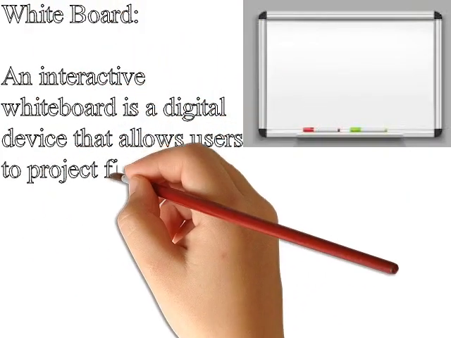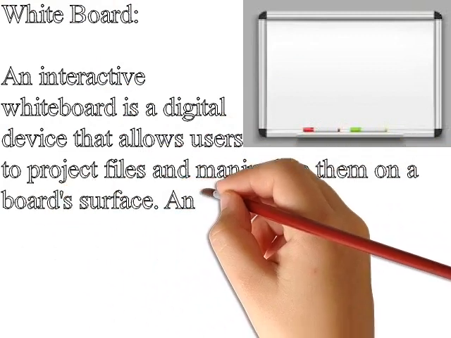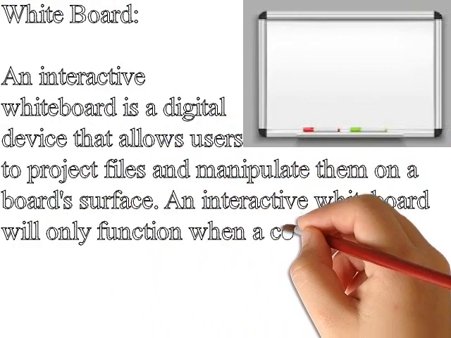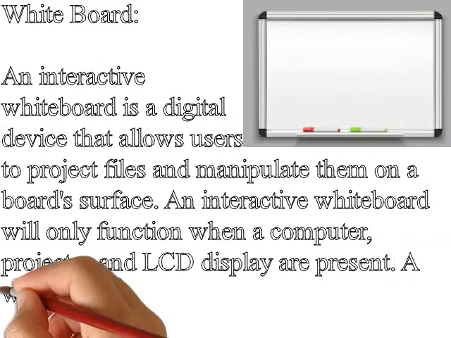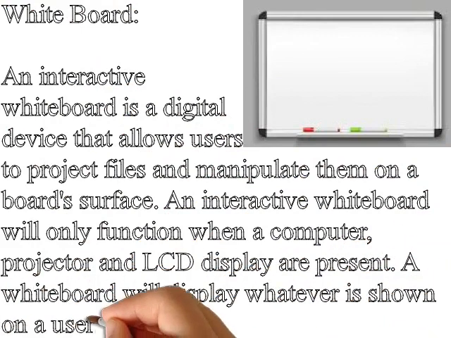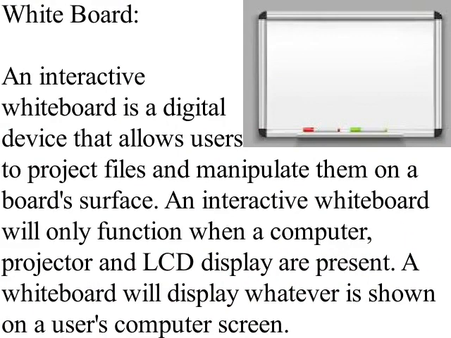Whiteboard. An interactive whiteboard is a digital device that allows users to project files and manipulate them on a board surface. An interactive whiteboard will only function when a computer, projector and LCD display are present. A whiteboard will display whatever is shown on a user's computer screen. We can use it as a computer screen.